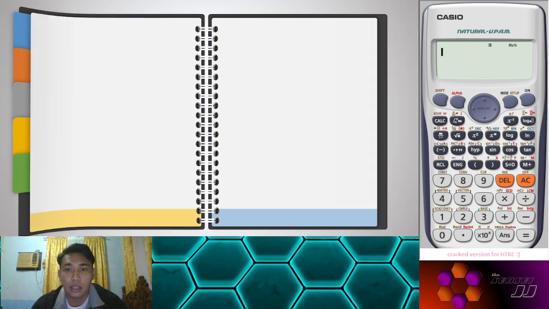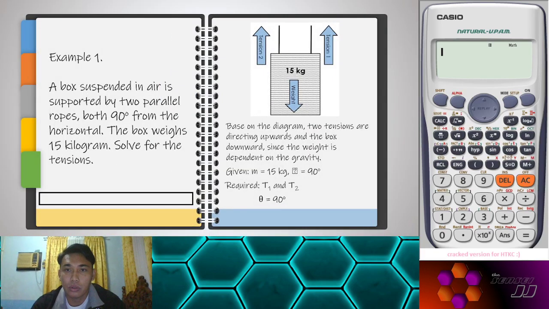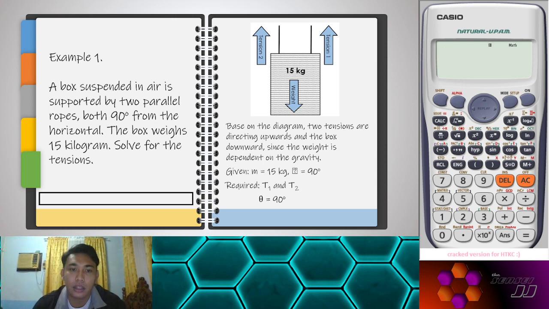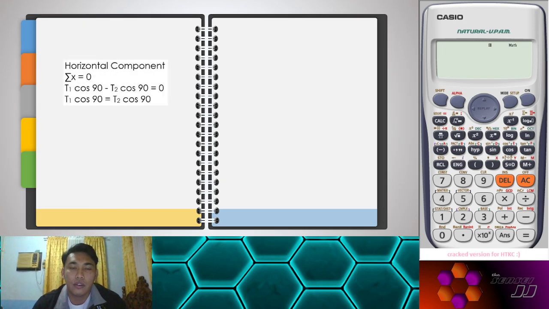Okay, so guys, let's take a look at the drawing. So this is the tension one and this is the tension two. They both came from like this. Since this is cosine 90, it is safe to say that cosine 90 is equivalent to zero. So let's use this calculator, guys. Cosine 90, 0. Okay, so cosine 90 is equivalent to 0.